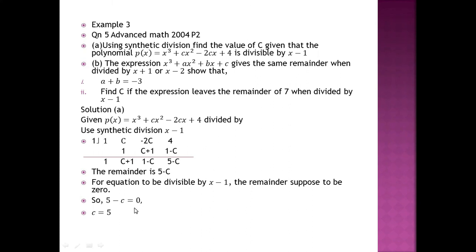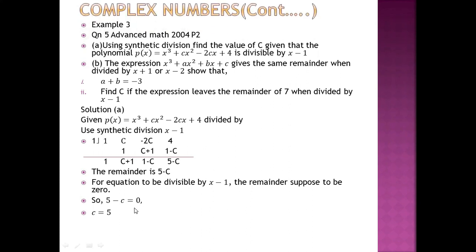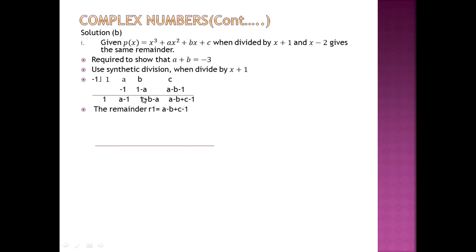Then it's done. Yes, in B we are required to prove that a plus b is equal to negative 3 by the given condition. Then we solve like that. Given that p of x is equal to x cubed plus ax squared plus bx plus c, when divided by this one and this one gives the same remainder. Okay, required to show that a plus b is equal to negative 3.